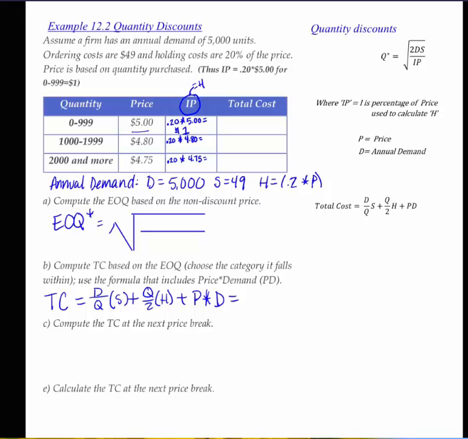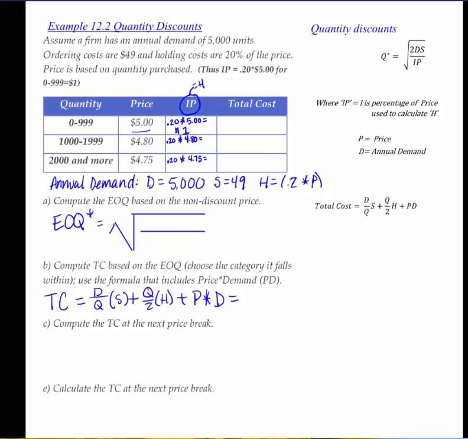So laid out in front of you is the critical information, the annual demand, which is 5,000, S, which is 49, and then H, which is 20% of price. And so I've gone ahead and calculated the H for these different quantities. So the first thing we need to do is calculate the economic order quantity at the non-discount price. And so that's just going to be at the highest price. So in our case, it's going to be $1 for the H.